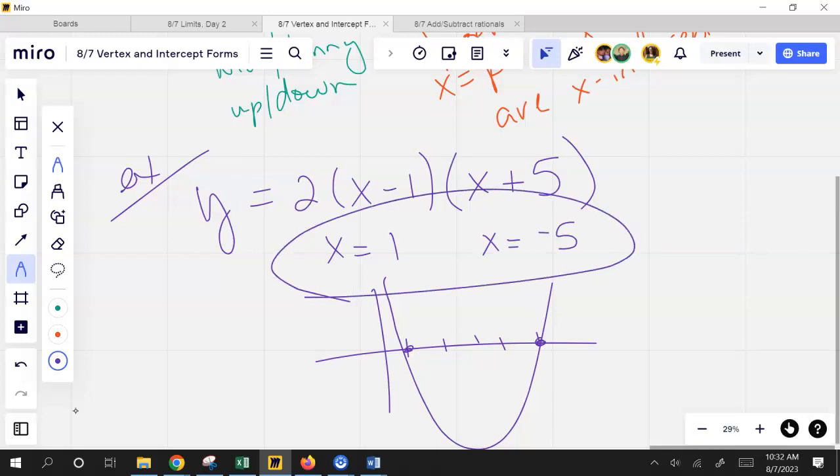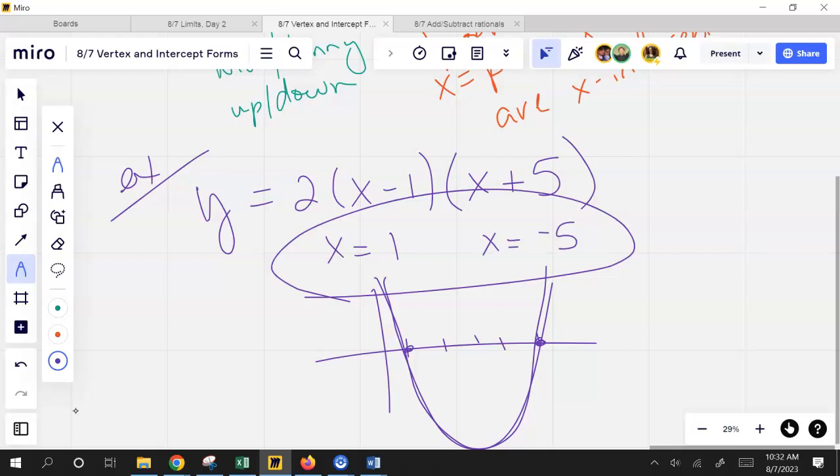Is anybody confused on how to find the intercepts in intercept form? I know this is a lot, and I'm fixing to stop because I've reached your maximum capacity. So those two intercepts are where it crosses the x-axis, and because it opens up, I know that this is what it's going to look like. But I'm fixing to show you how to find the vertex, so we'll be a little more precise with it than just that.